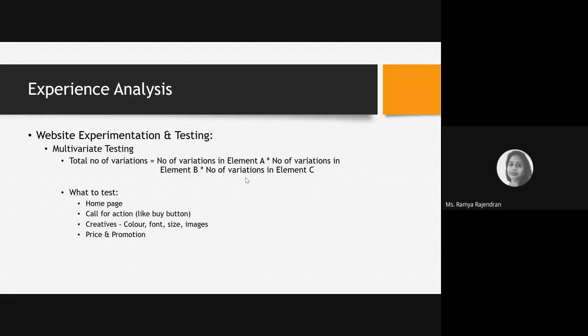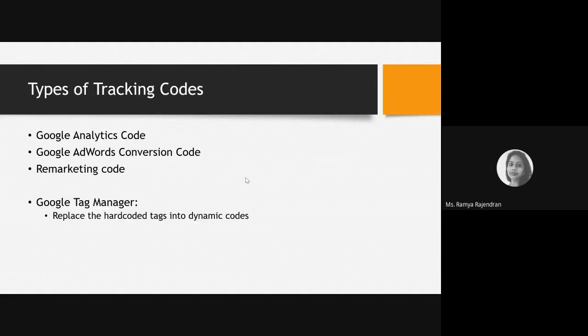Okay, all these things can be done here. So far we have been discussing all three different types of buckets: behavior analysis, outcome analysis, and experience analysis metrics. Now we'll be discussing how you can work on codings, and how you can work on tracking codes in Google Analytics.